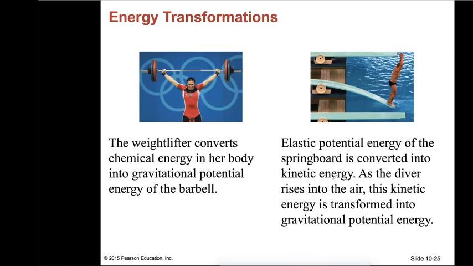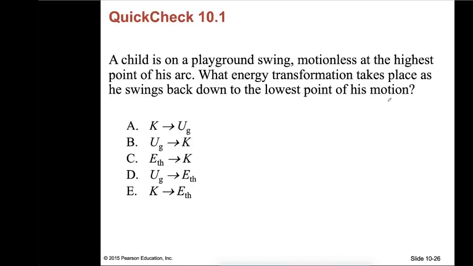Okay, so when the weightlifter is lifting some weight, he or she is converting chemical energy into gravitational potential energy. And here, elastic potential energy of the springboard is converted into kinetic energy. Those are some examples. Now, let's see a quick check.